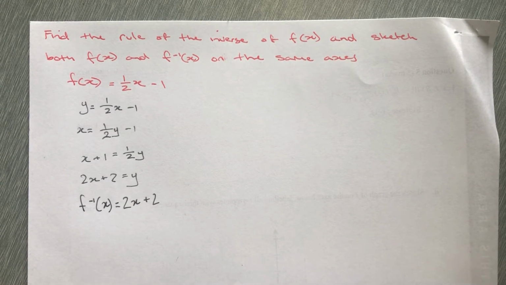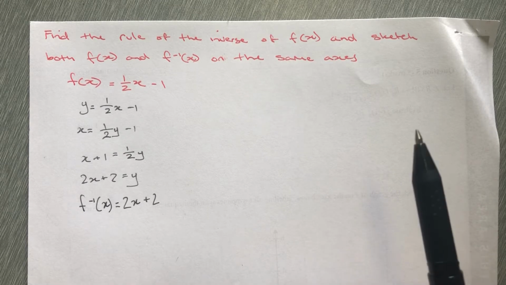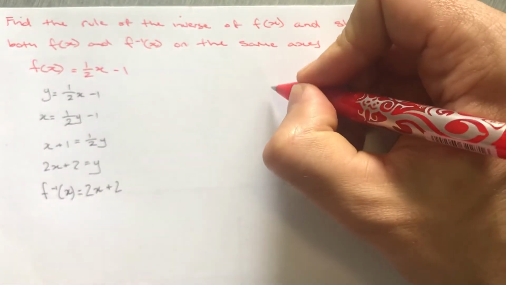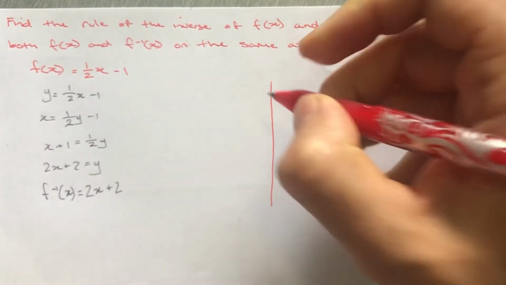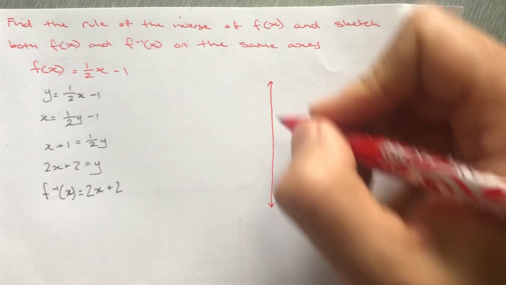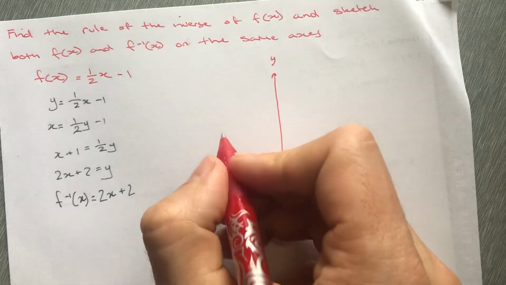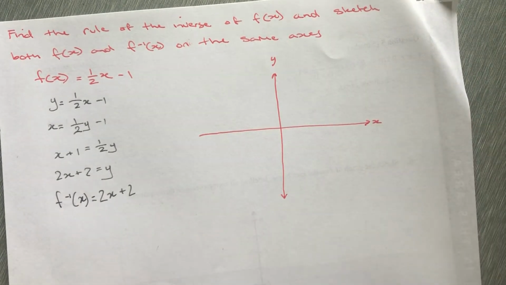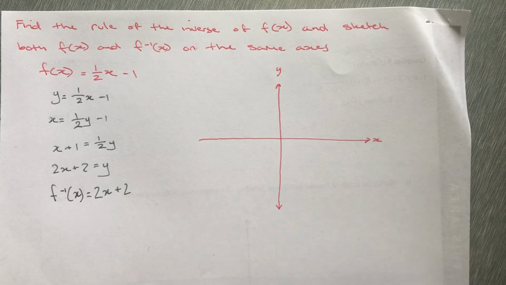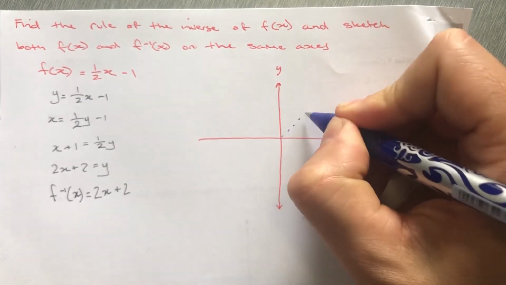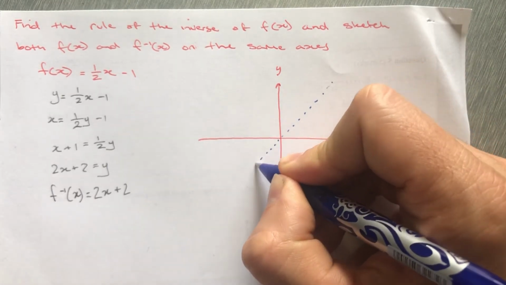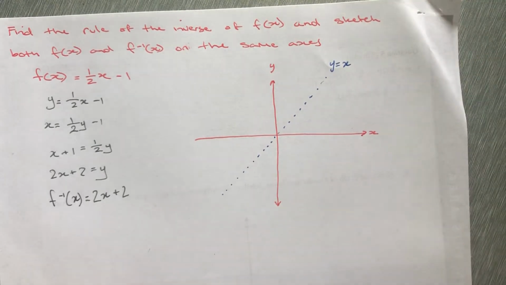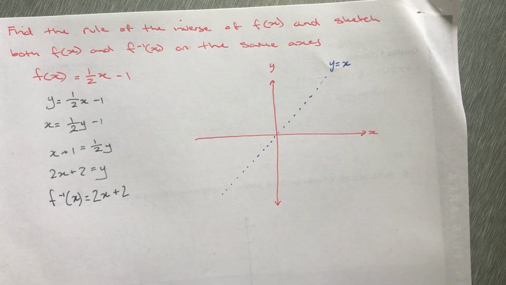That's the first bit done, but we need to obviously sketch as well. So I'll do an axis over here. I'm going to try to do this as to scale as possible, just so you can see the reflection in the line y equals x a bit easier. Don't necessarily need to put this line in, but I think it's a little bit better just for now to show where we're actually reflecting the graph.